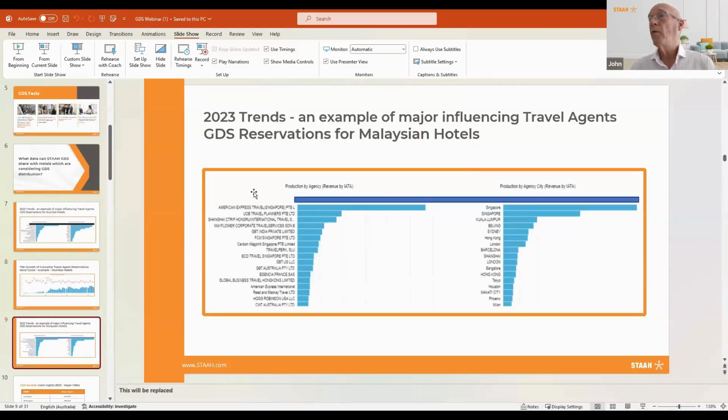This is another one for Malaysian hotels. Again, mainly Kuala Lumpur, but again, this is data we can provide every hotel if they are interested in how much GDS business is there in their marketplace.